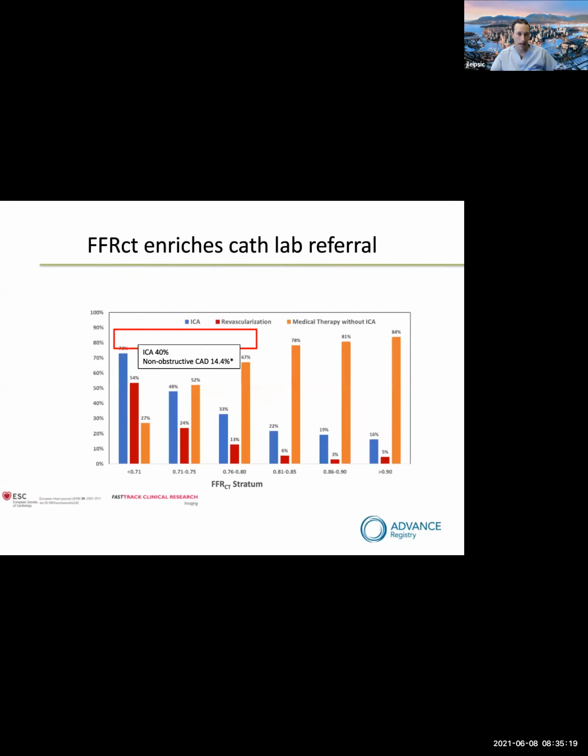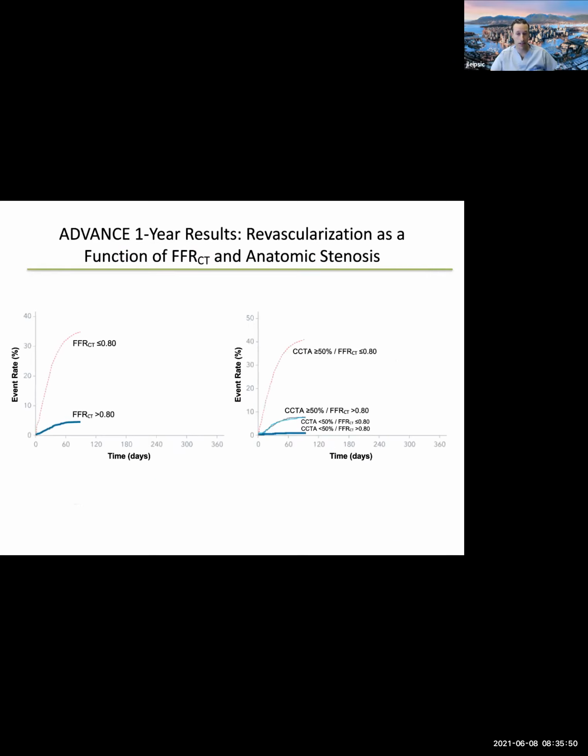What we've seen is that by layering FFRCT on top of CT selectively in about 20% of cases, the referral to the cath lab is enriched. This is from the ADVANCE registry, over 5,000 patients. The PCI to ICA ratio when referred to the cath lab in the setting of stenosis and abnormal physiology was 83%. You compare that to CT alone in most databases, about 60%. You compare that to stress testing, about 40%. So it enriches the referral to the cath lab.